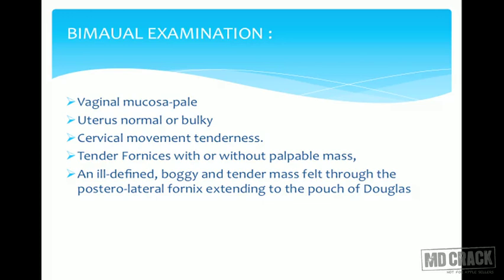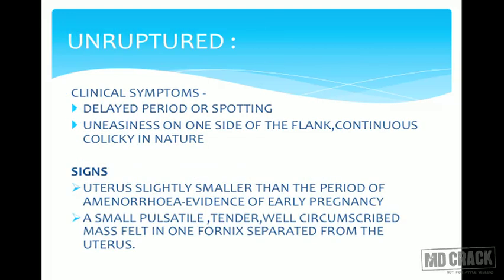In acute, you will have cervical movement tenderness, pale vagina, a tender mass in the fornix, and if there is intraperitoneal bleeding, you will have a sensation that the uterus is floating. This is called floating uterus sign, where in the intraperitoneal fluid, that means the blood, the uterus is kind of floating. You have to immediately think and diagnose it as ectopic.